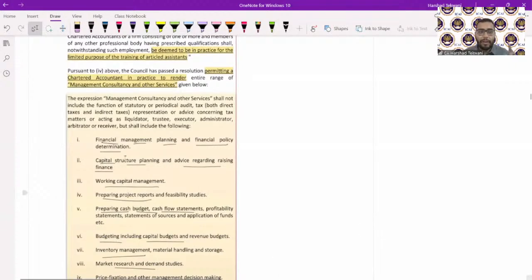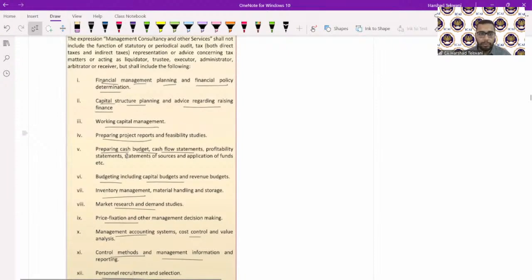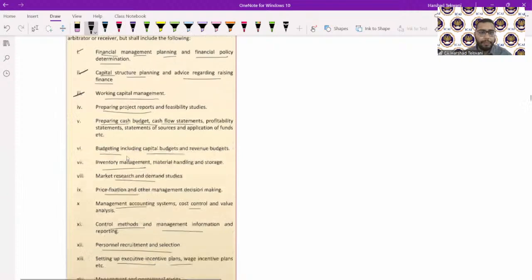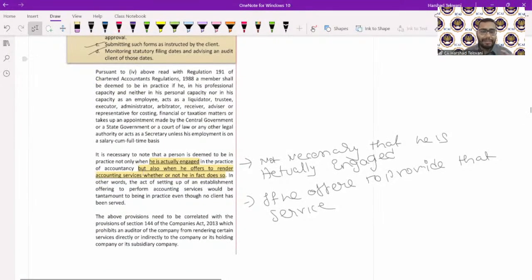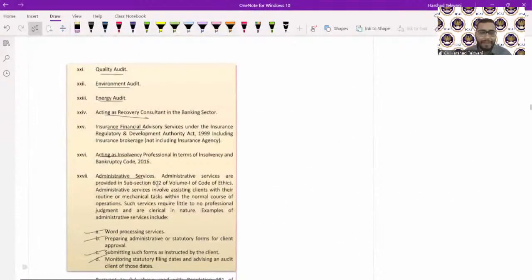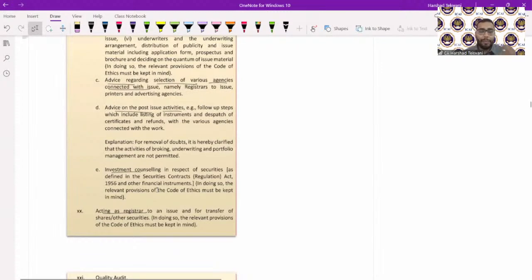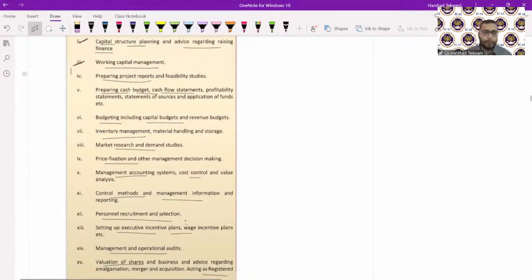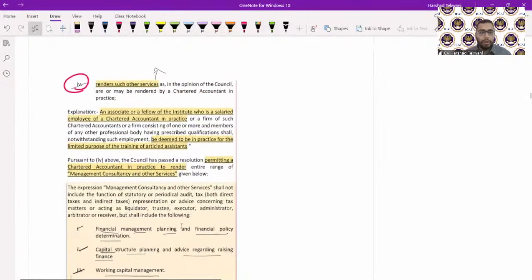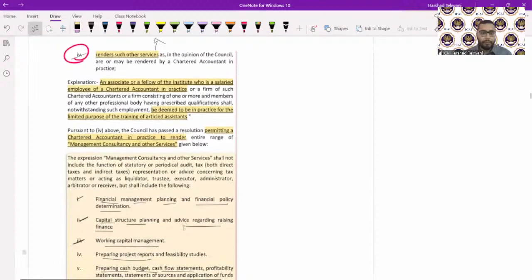Okay. We also discussed that there was one resolution passed by the council wherein certain services were allowed as a part of management consultancy service, like financial management, capital structuring, working capital management. There was a certain list of services we discussed. These are the management consultancy services. There were also certain things where he is not necessarily engaged, but he also offers to provide, then it is also fine. Remember we discussed that? And I asked you to please go through and read all these services because it will give you clarity. So one of the services was this also. That was part of the management consultancy service which was allowed. So chartered accountants in practice were permitted by the council to render it. Okay, any doubt? I hope I have cleared it.